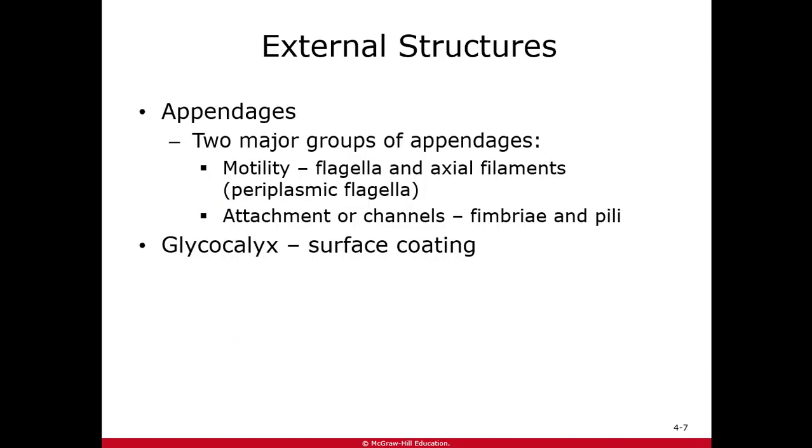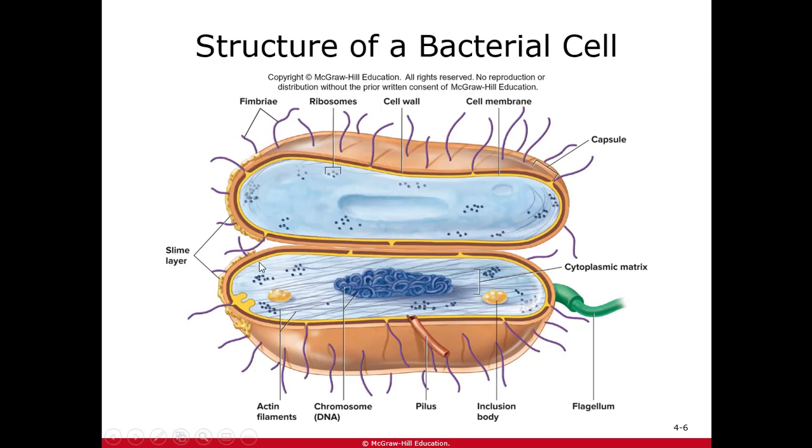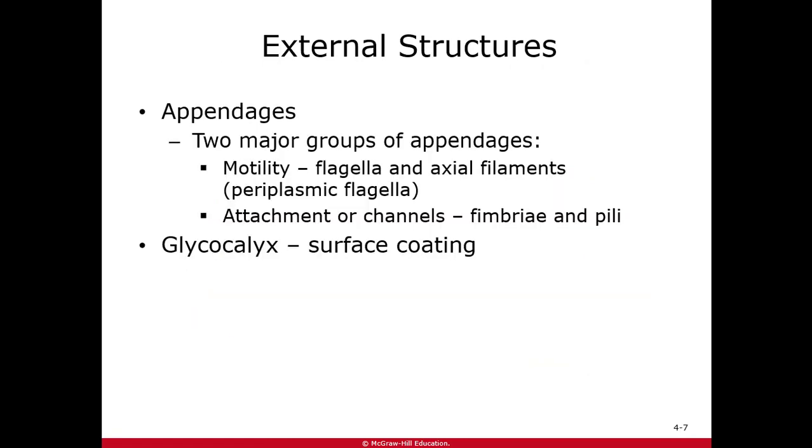These are just some basic structures of a bacterial cell, which is a prokaryotic cell. They're very simple, not a lot going on in there. But we are going to talk about the things that are going on in a bacterial cell. Now, prokaryotic cells and bacterial cells do have external structures. There are two major groups of external appendages: ones that are used for motility, moving the cell around, and ones that are used for attachment. One thing we can find on the outside as well is a glycocalyx. This is just a covering on the outside of the cell. So we've got a couple of appendages, and we've got a covering as well.